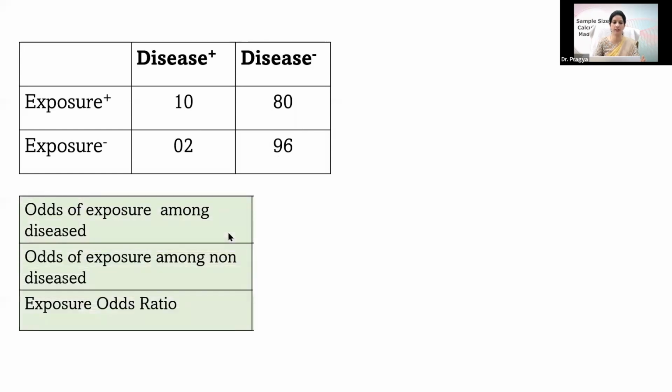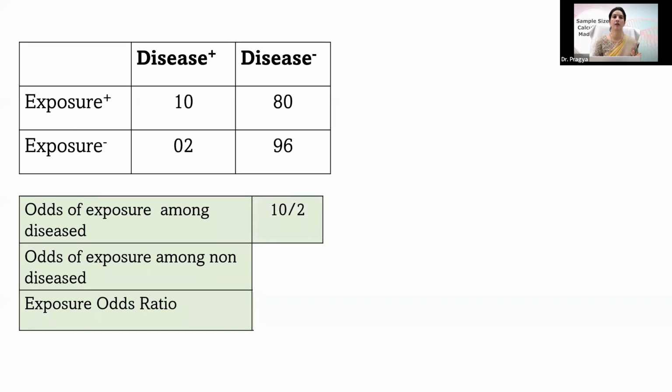So please calculate the odds of exposure among diseased. Please type in the chat box. Odds of exposure among diseased. 10 by 2. It won't be 10 by 80. 10 by 80 will be the odds of disease in the exposed one. So here the correct answer would be 10 by 2. Odds of exposure among the diseased.